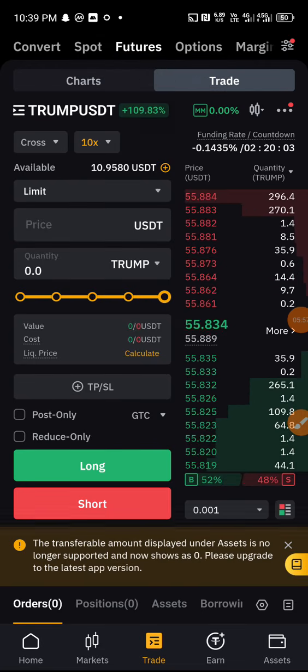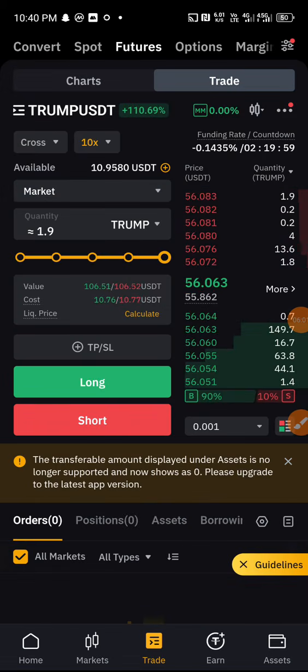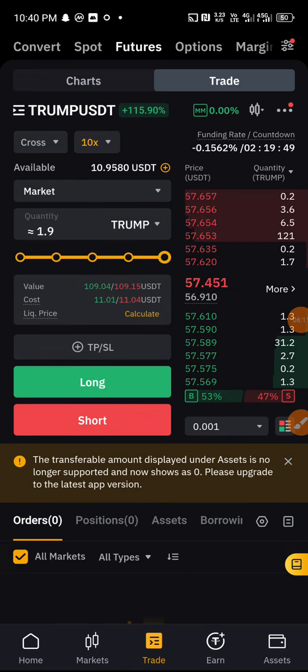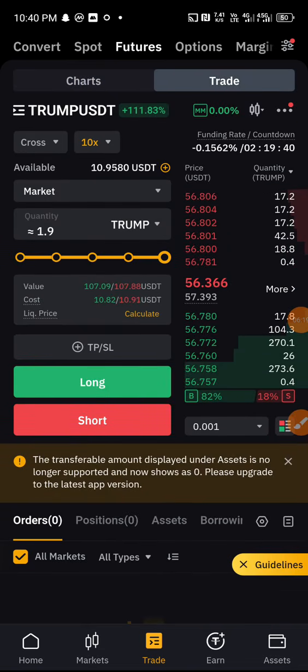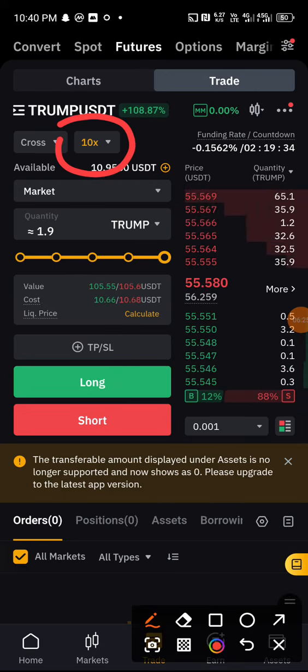Okay. So I'm going to choose market. I'm going to use, let's say, all quantity. I mean Trump, I'm going to buy. I'm just going to buy 1.9. Wow. Can I buy 1.9? Okay. Let me look at the chart again. Okay, I'm going to trade, taking my leverage to be 10.